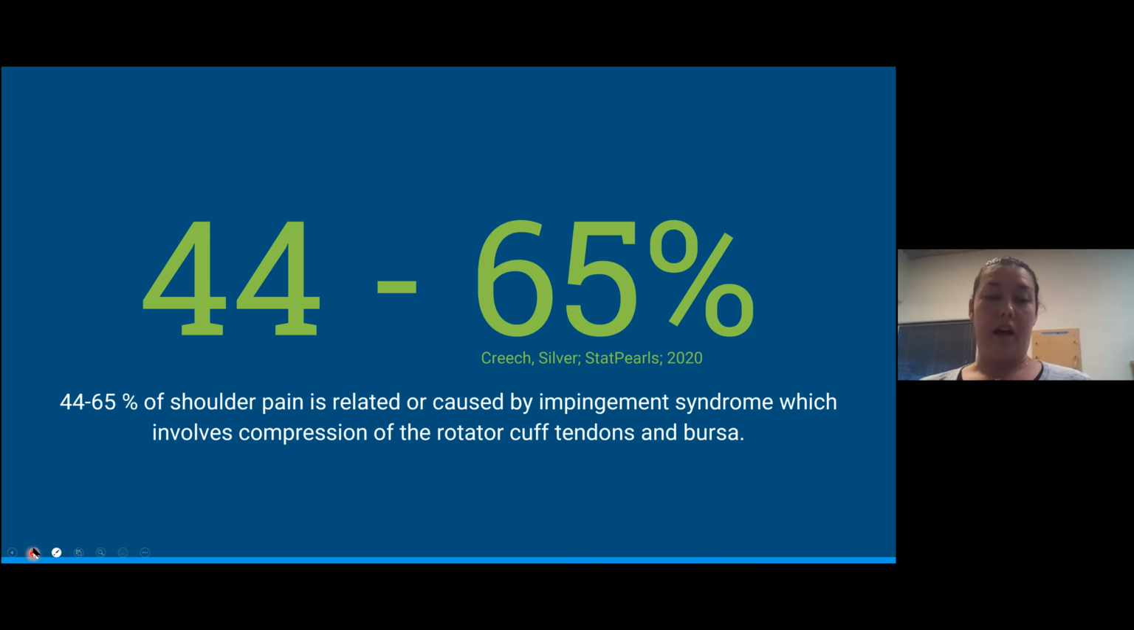44 to 65% of reported shoulder pain is related to or caused by impingement syndrome. And impingement is just a fancy word that means squishing. Impingement syndrome involves compression or squishing of the rotator cuff or bursa. So it's kind of like we were showing in that picture before. When that space gets narrowed, those structures get pinched. And when they get pinched, they get injured.